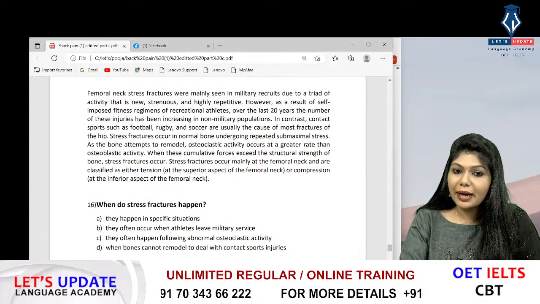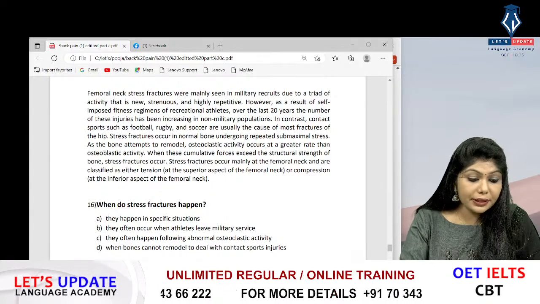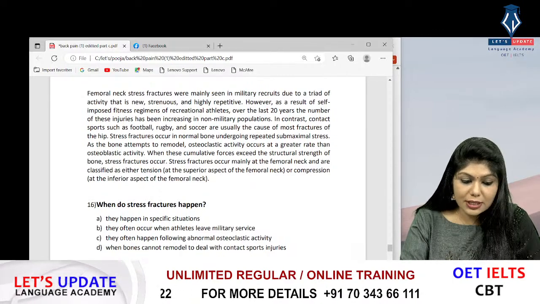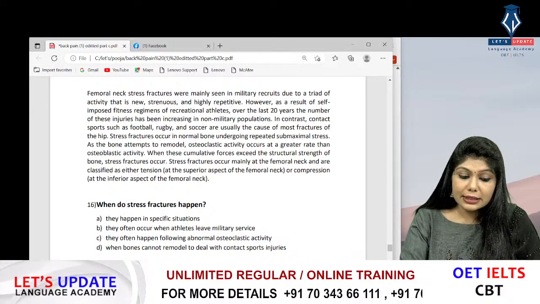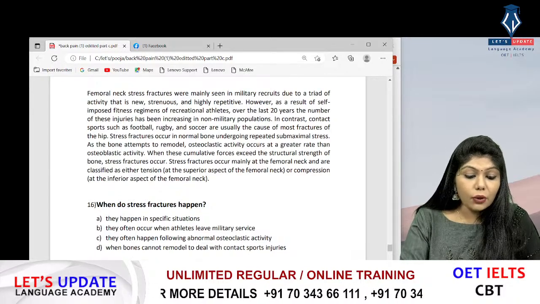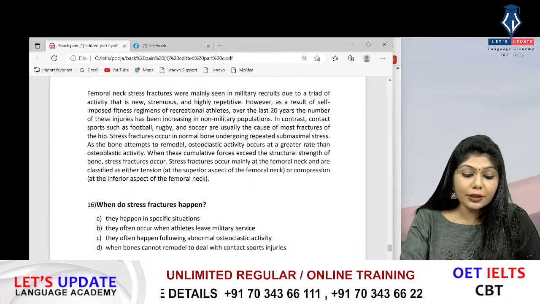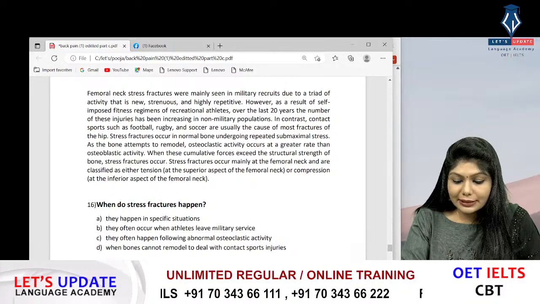So that was what the paragraph was about, and the question was, when do stress fractures happen? And the options are: option A, they happen in specific situations; B, they often occur when athletes leave military service; C, they often happen following abnormal osteoclastic activity; and option D, when bones cannot remodel to deal with contact sports injuries. What do you think is the answer?